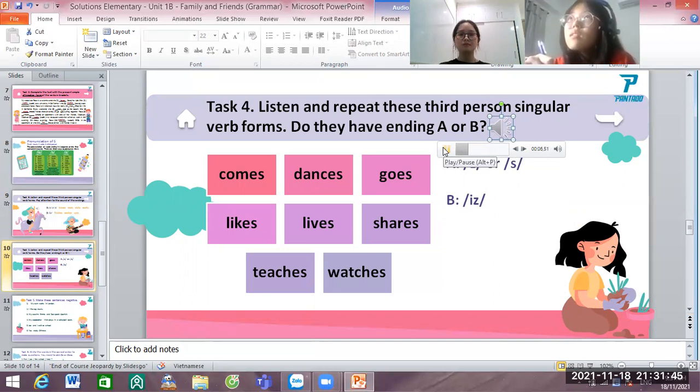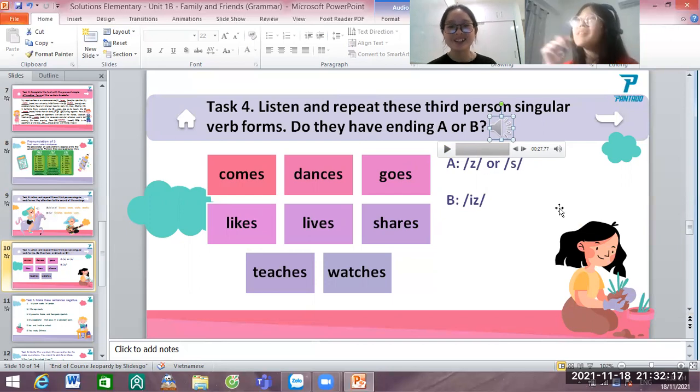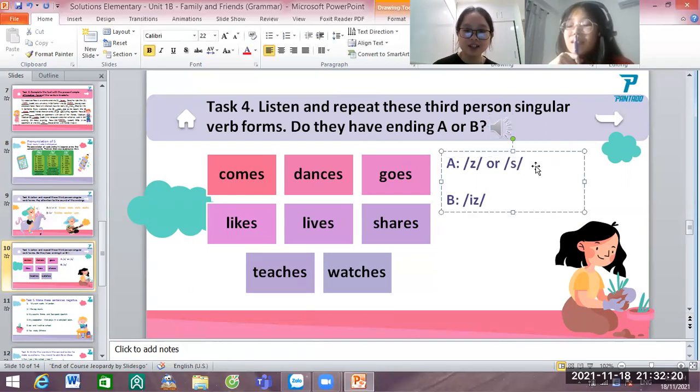Comes. Dances. Goes. Likes. Lives. Shares. Teaches. Watches. Have you got it? Do you want to listen one more time? No. Okay, so do you have your answer already? Okay, let's check. How many words are in A?